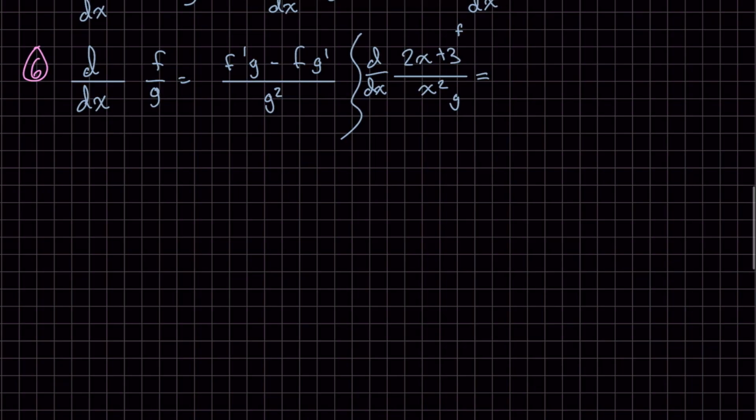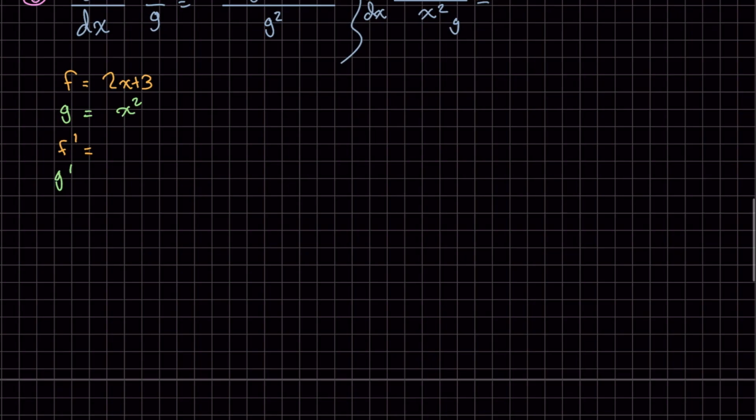Let's write out, actually, what our f is, what our g is, what our f prime is, and what our g prime is. So what is our f? Well, our f is 2x plus 3. And what is our g? Our g is x squared. What is our f prime of x? Well, this is what we were just doing. We know that the derivative of any constant, so 3, is 0, so plus 0.